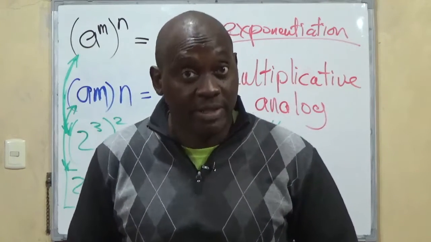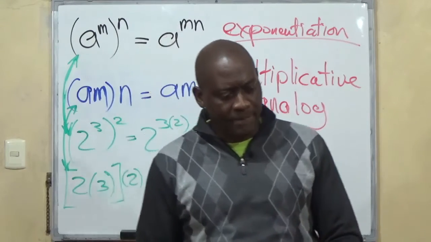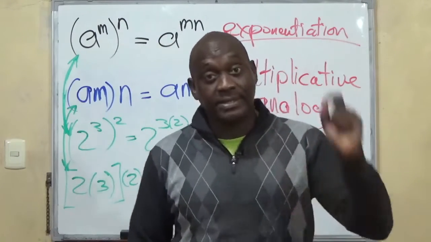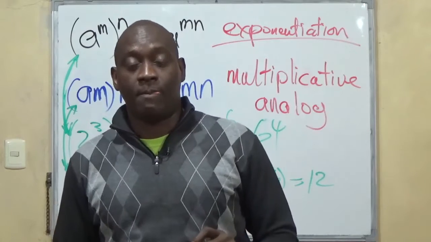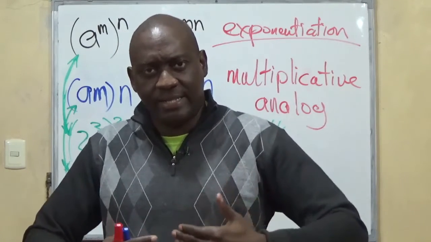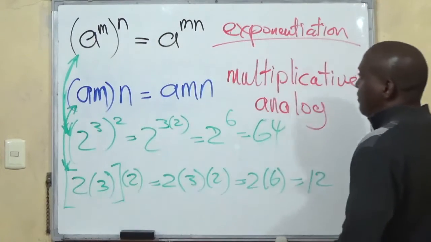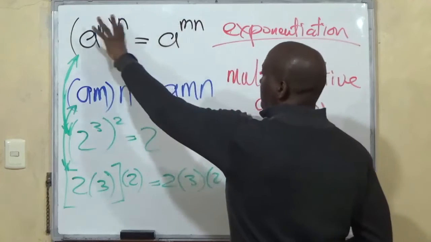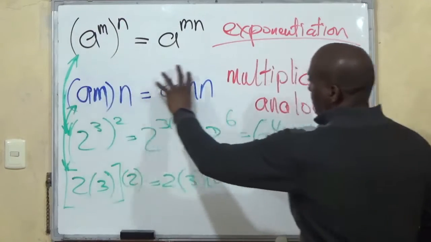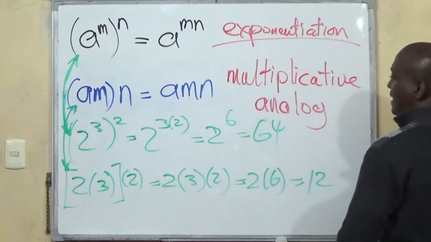So you have to be very, very careful. Careful in terms of how you're reading the question. Careful in terms of how you're writing the question down. And then once you read it properly and you write it properly, then you just take your time now and apply the appropriate rules. So you see the difference between exponentiation and the multiplication.